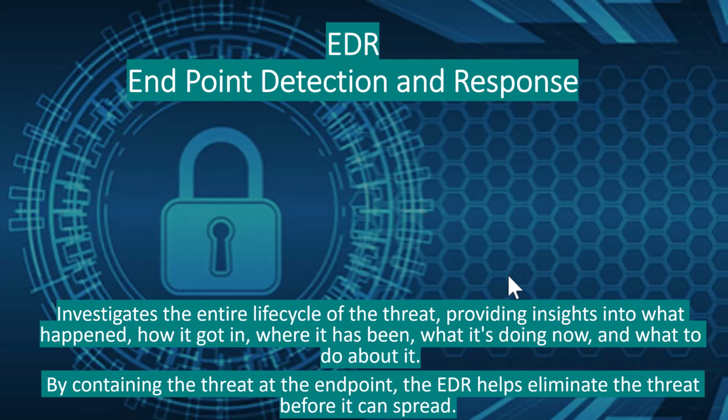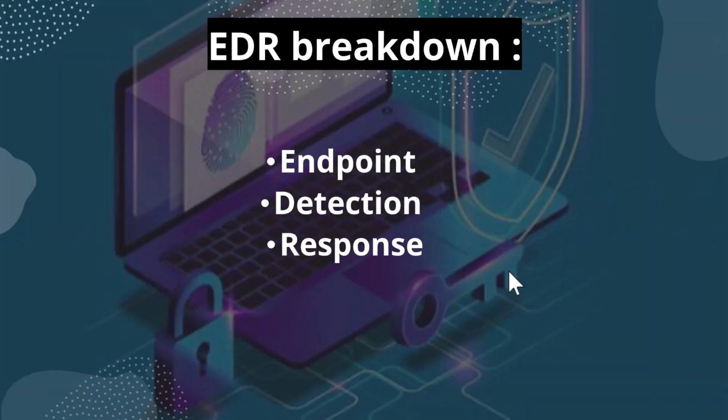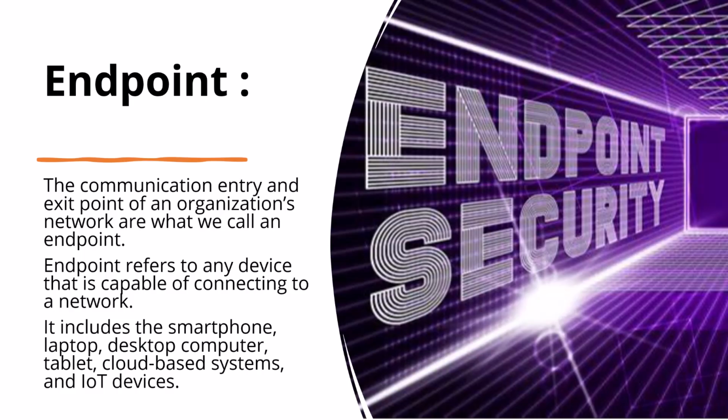When we look at EDR, we can break it down into three: the E, the D, and the R, of course, which is Endpoint Detection and Response. What is an endpoint? The communication entry and exit point of an organization's network is what we call an endpoint. This refers to any device that's capable of connecting to a network. Remember, in our first module, I said anything which can take an IP address. This could be a smartphone, a laptop, a desktop, a tablet, a cloud-based system, or an IoT device.